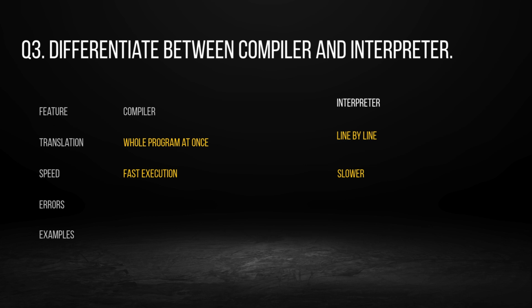and errors are shown at the end in the compilers, whereas interpreters show them immediately. We use a compiler in C++, whereas an interpreter in Python.